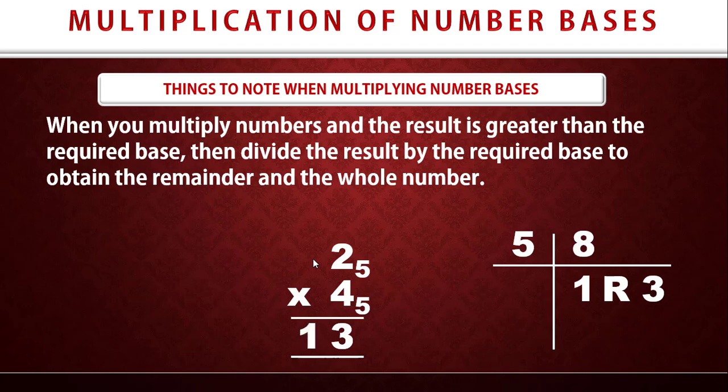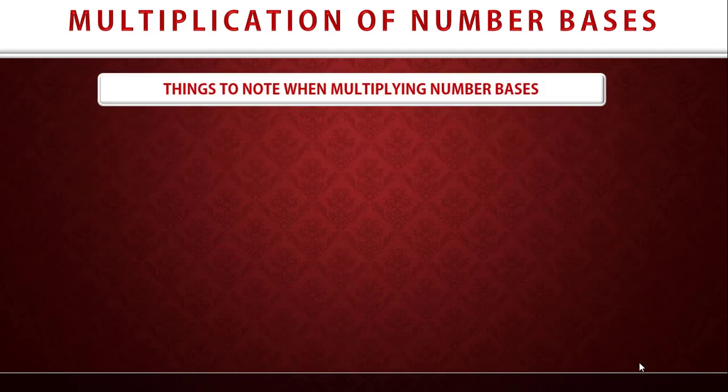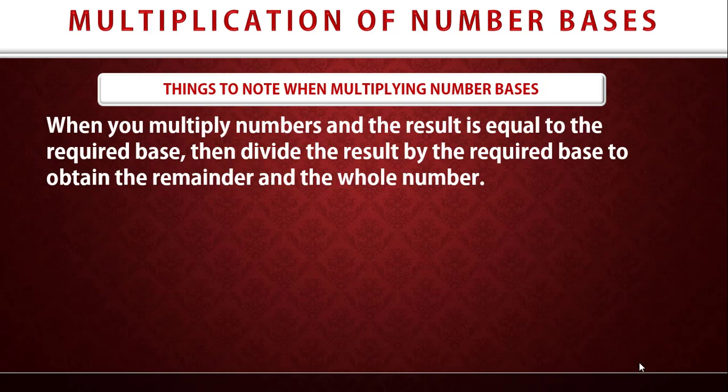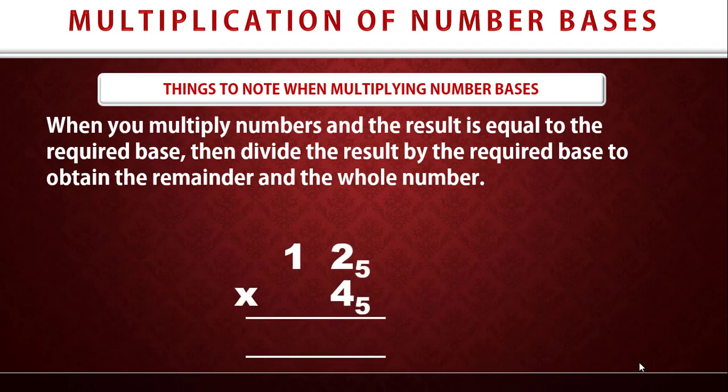Another point of note when multiplying number bases: when you multiply numbers and the result is equal to the required base, then what you do is divide the result by the required base in order to obtain the remainder and the whole number. So what do we mean by this? For instance, you're given 12 multiplied by 4, all in base 5.